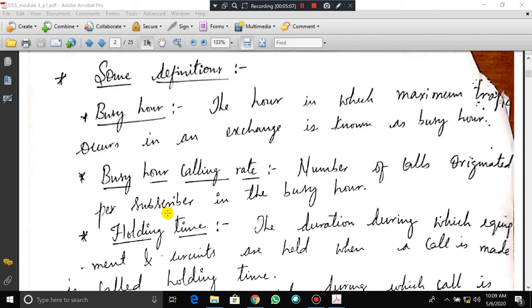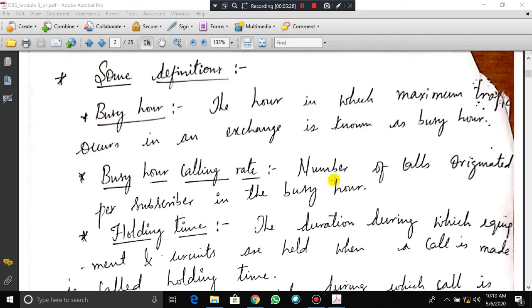Definitely I'll ask for 2 marks, that is, explain the following or define the following, like busy hour, holding time, busy hour calling rate. Very important. Kindly practice. Remember. Again, I will repeat, the busy hour is the hour in which the maximum traffic occurs in an exchange.